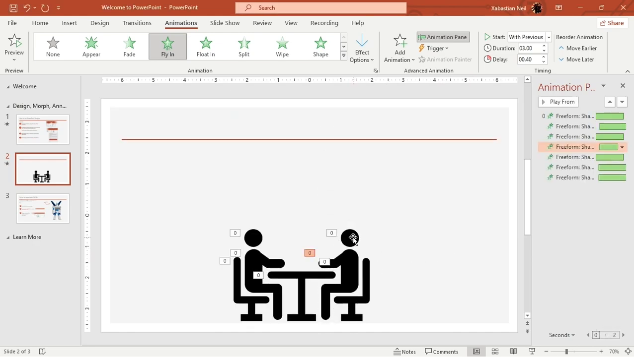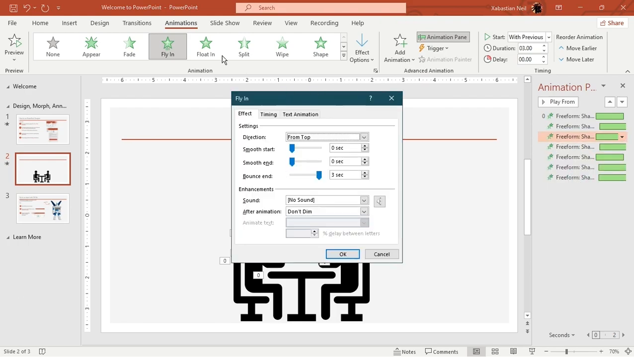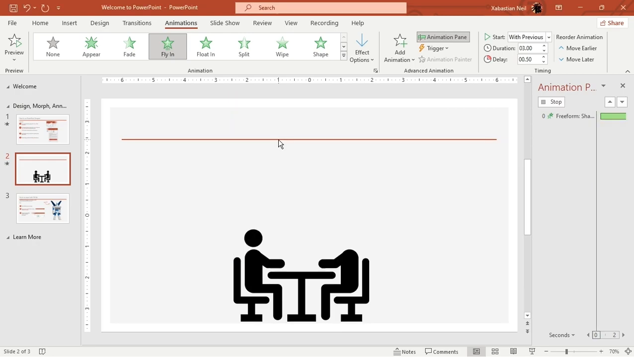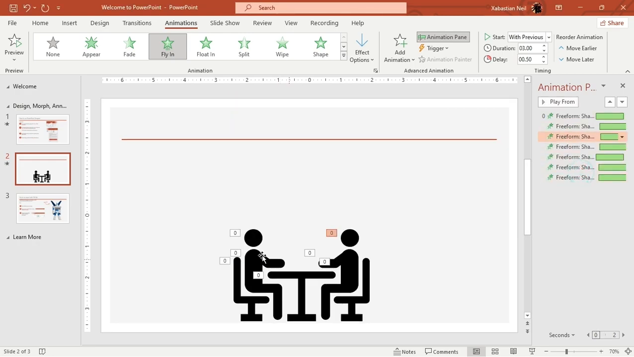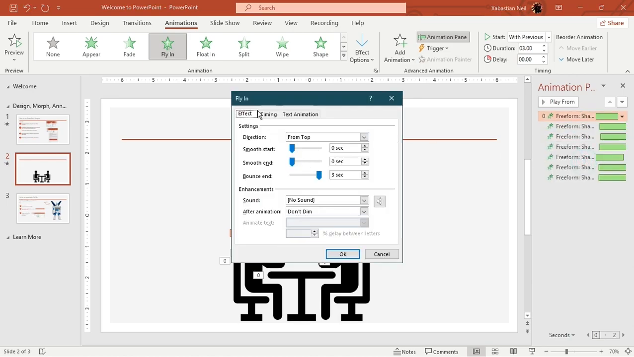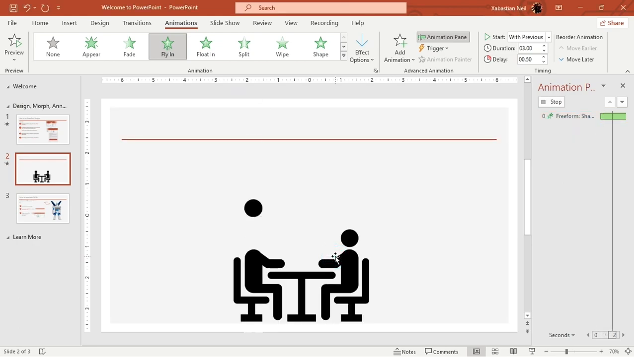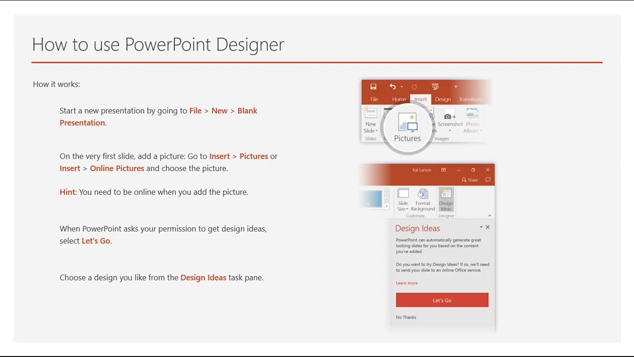Now the head is going to be 0.50. Go to timing, 0.50. Okay, select this head too. Now I'm going to add 0.50. Timing 0.50. Press OK. Now this will be quite done. Okay, press F5.